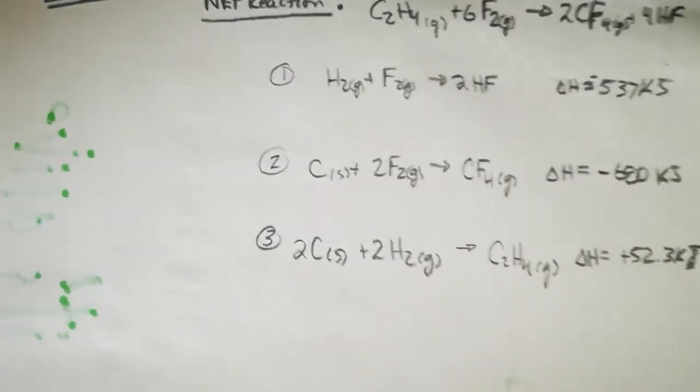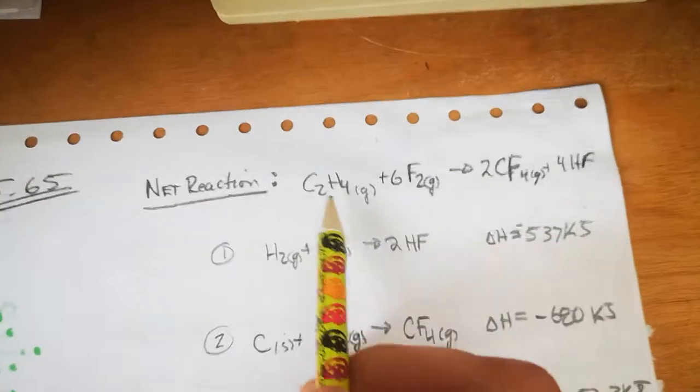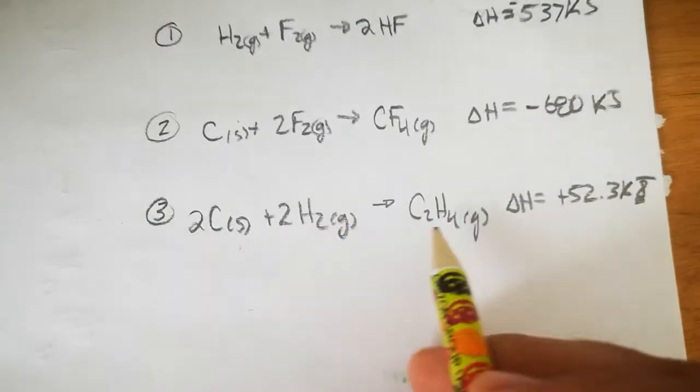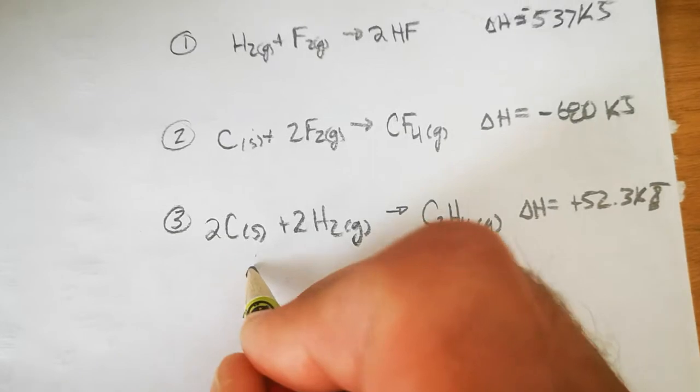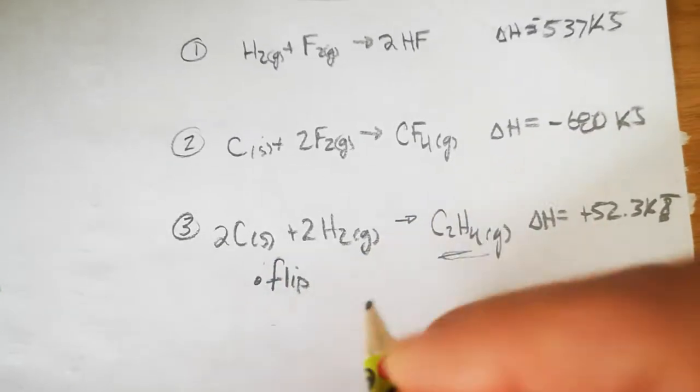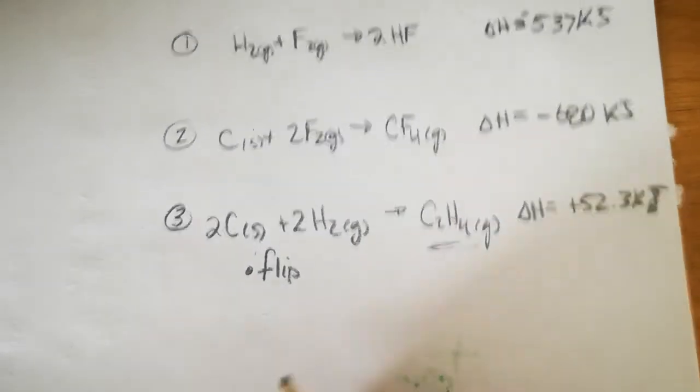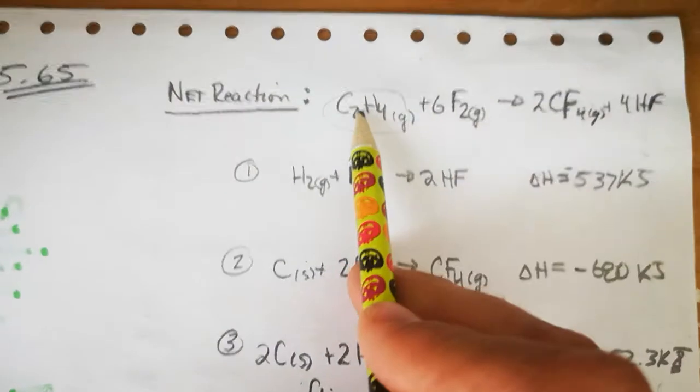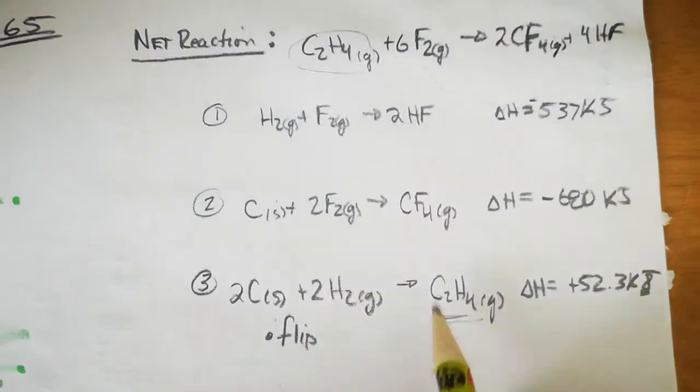There we go. All right, so the first thing we got to look at here is we need 1 mole of ethene, but as a reactant, not a product. So this reaction, we're going to have to flip both the reaction and the sign of the enthalpy. We needed 1, this is 1, so we're good.